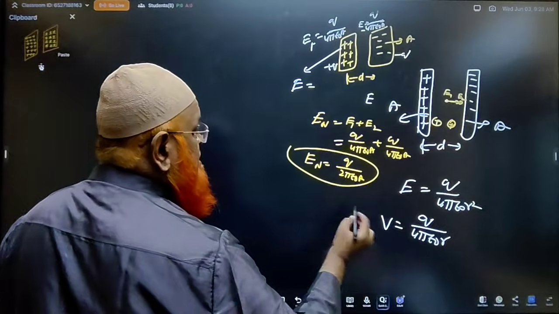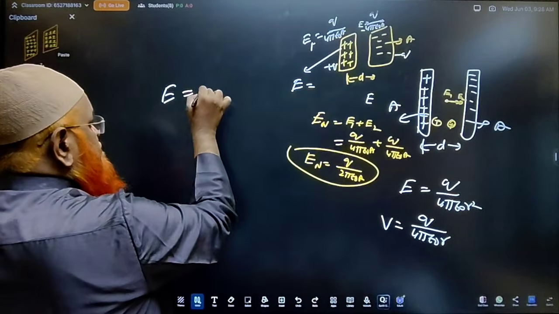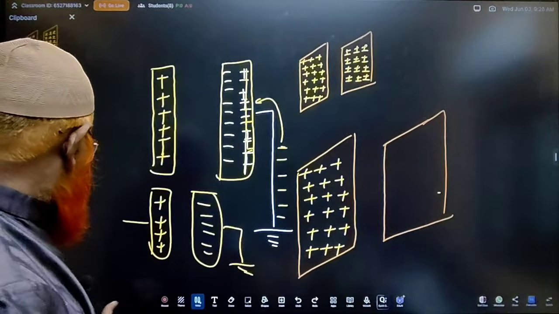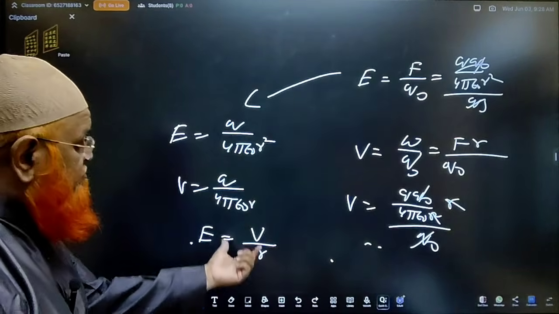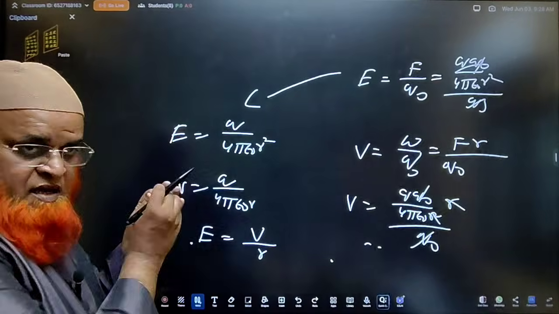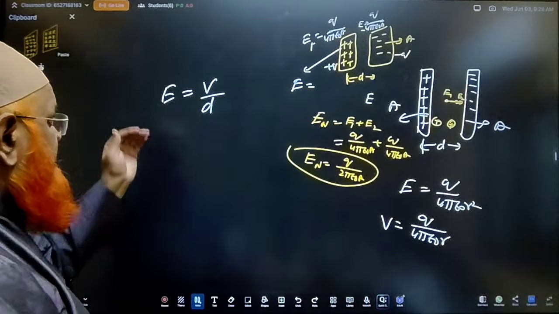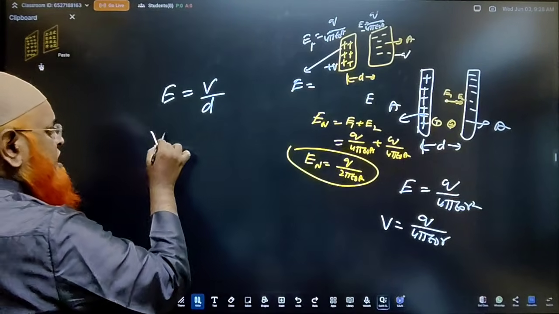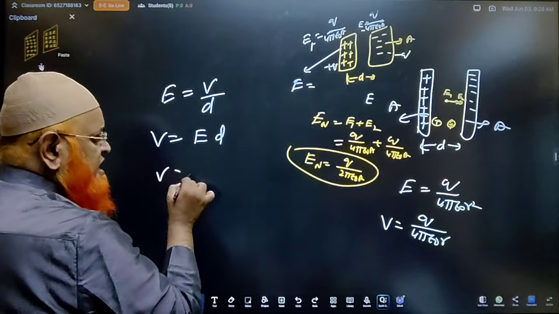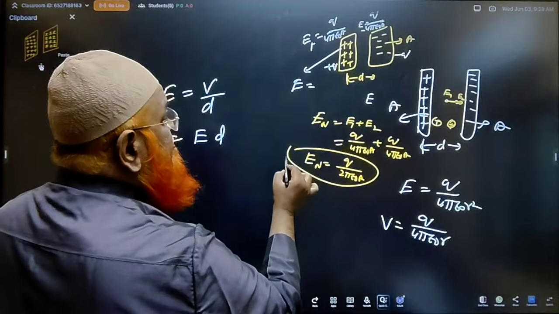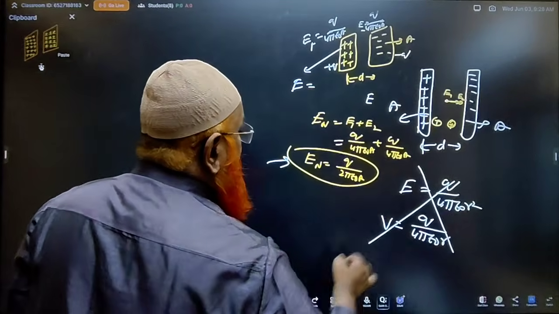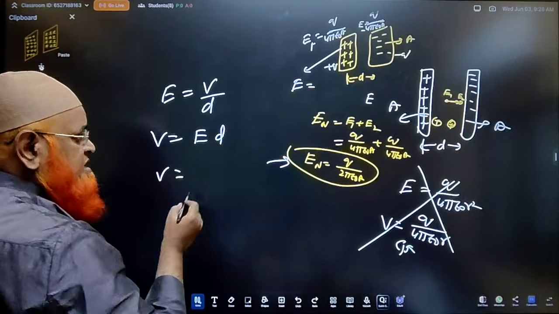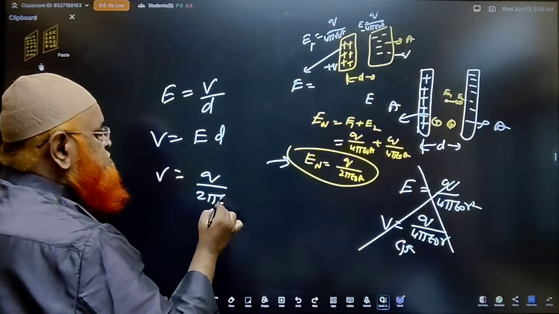So what is V here? See, E is equal to V by D here, because the distance between two plates is D. So here I got the formula E is equal to V by R. E is equal to V by some distance. But here E is equal to V by what distance? The distance between the two plates of the capacitor. So V is equal to E into D, and E I got already. What is the E? E for a capacitor is this one. This is the general formula for E because of a capacitor, which we have derived for two plates. Therefore, Q by 2 pi epsilon naught into A.